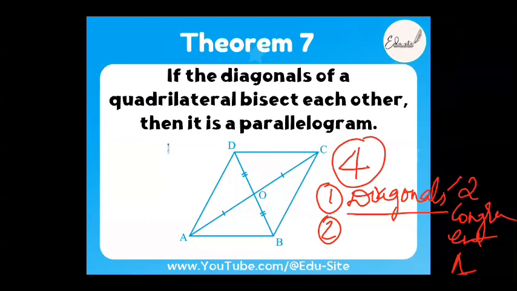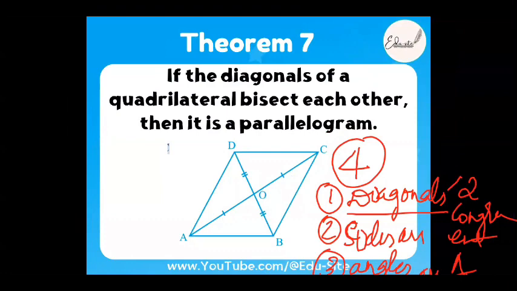What does the second theorem state? Opposite sides are equal and parallel. Excellent. Opposite sides are equal. What does the third theorem state? Opposite angles are equal, correct? And what does the fourth theorem state? That the diagonals bisect each other. That's all, okay? Diagonals bisect each other.